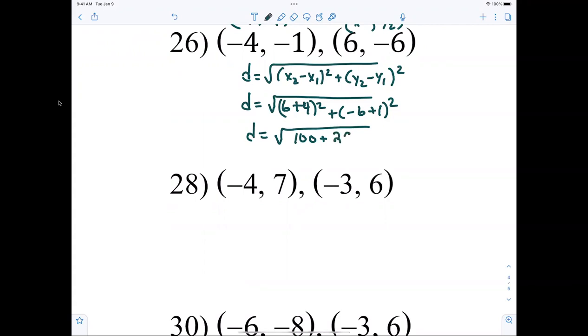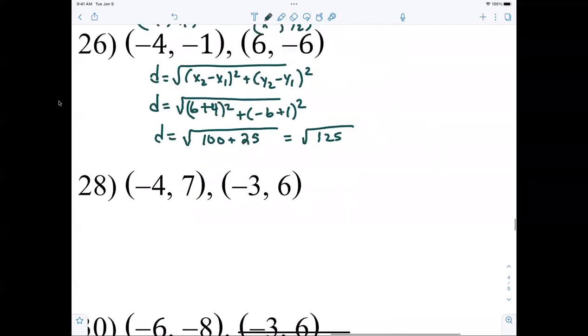Positive 25. Very good. So the distance is square root of 125, but now I have to break that down. And of course, everybody should know there's a common 25 in there. 25 times 5. What's square root of 25? So there we have it: 5 radical 5.